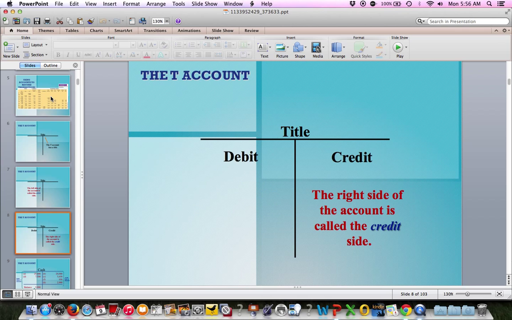So, I keep saying every chapter here, there's going to be a few things you just have to remember. You have to memorize the accounting equation. You have to memorize this T account right here. So debit's left, credit's right, title's at the top. Make a note of that. That will help you forever and ever in this class.